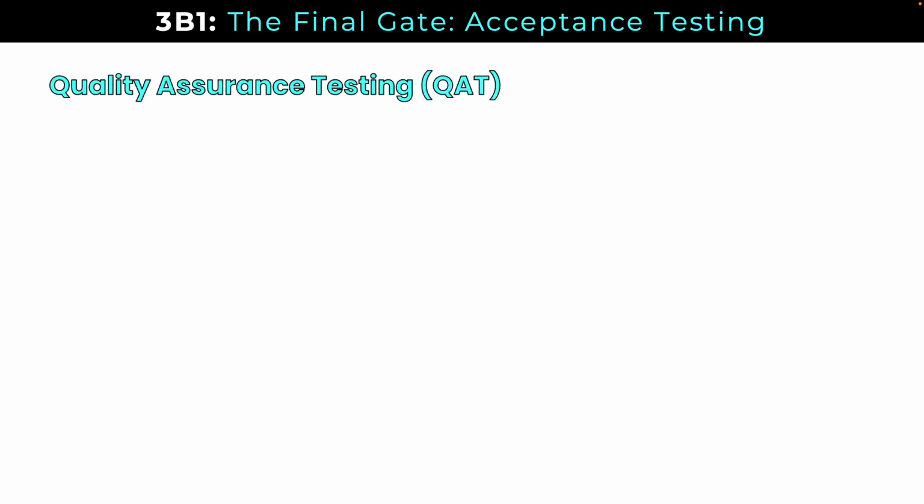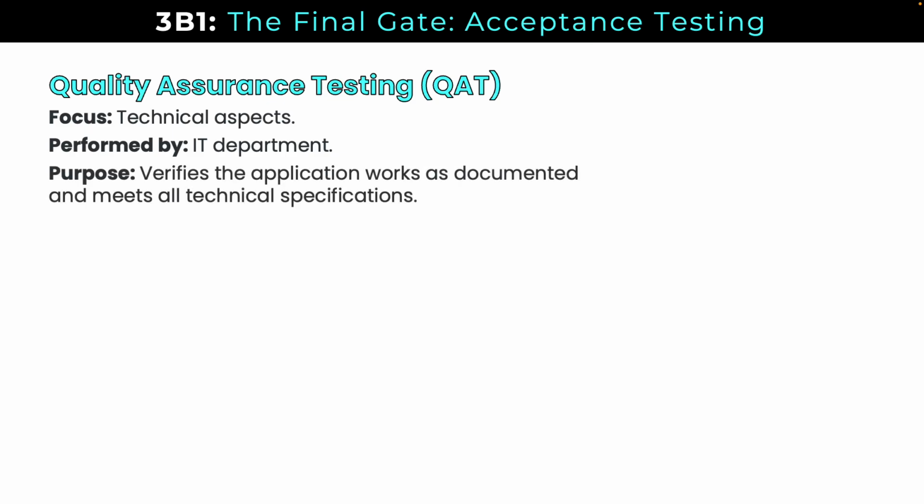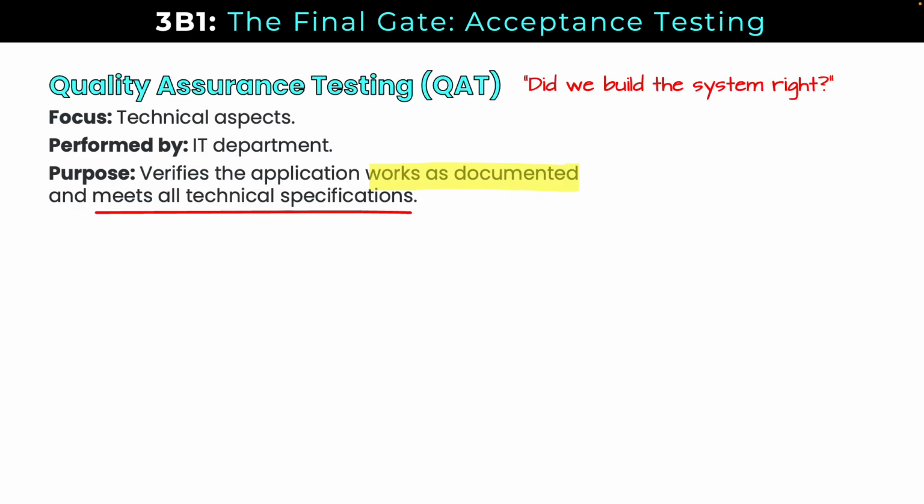So we have two major types of acceptance testing you want to be familiar with. There's first quality assurance testing, which covers the technical aspects of the system. So this is typically going to be performed by the IT department. Its purpose is to verify the application works as documented and it meets all technical specifications. Answers the question, did we build the system right?